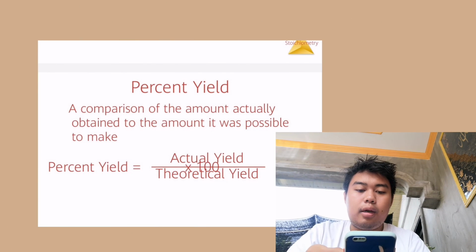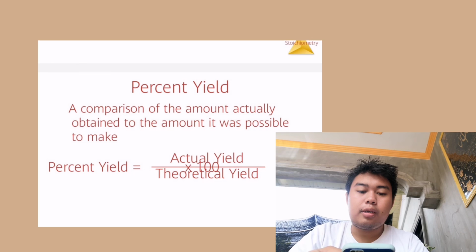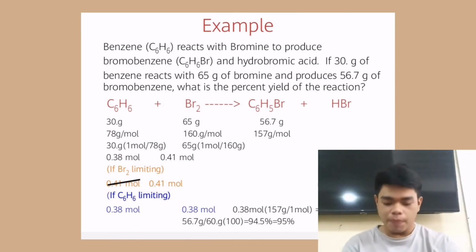Percent yield. A comparison of the amount actually obtained to the amount it was possible to make. Percent yield equals actual yield divided by theoretical yield times 100.